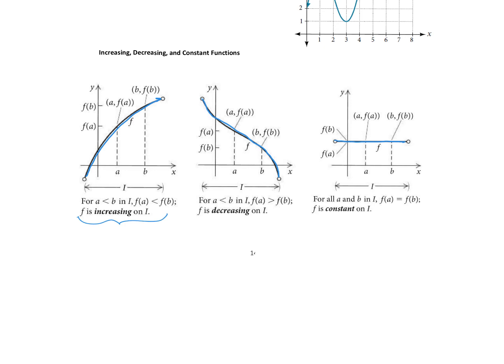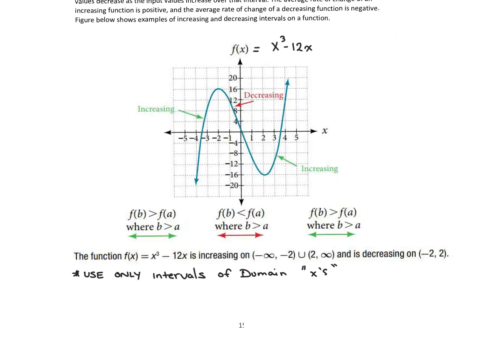Now this is like the formal definition. If a is less than b, then the function value at a has to be less than the function value at b. That would be increasing. And these two formal definitions are very similar. But what we need to know is that from left to right, is the function going up, down, or is it flat?